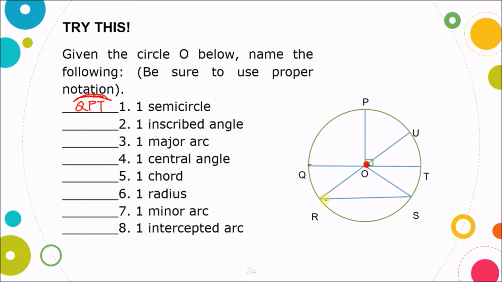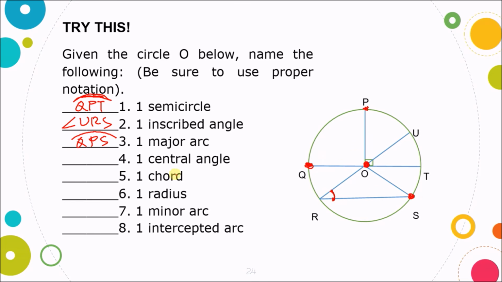One inscribed angle, basically isa lang talaga yung inscribed angle na nakita natin, ito lang. So URS, okay, angle URS is our inscribed angle here. One major arc, again this is greater than a semicircle. Maaari akong kumuha ng Q, kukunin ko yung P, pero hindi ko kukunin yung T dito. Lalagpas ako ng konti para magkaroon ako ng major arc which is greater than a semicircle.